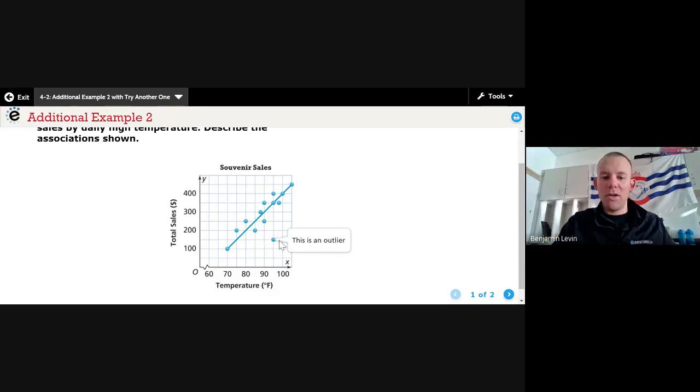And it's also showing this is a strong association, right? We talked about weak associations and strong associations. This one is a strong association because the points are all very close to the line, except for the one outlier. These points are all very close to our trend line, right?